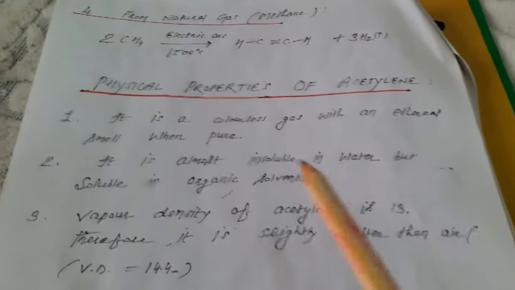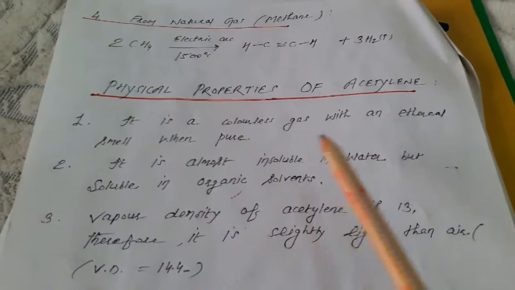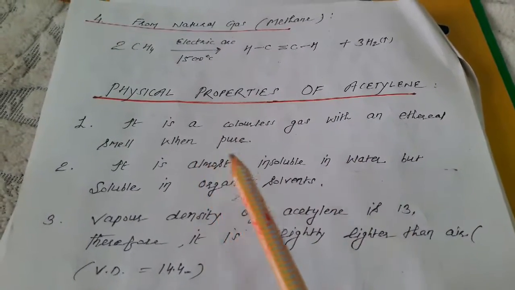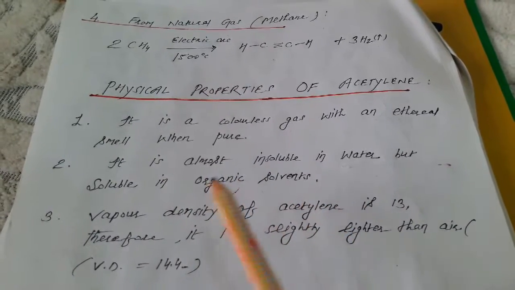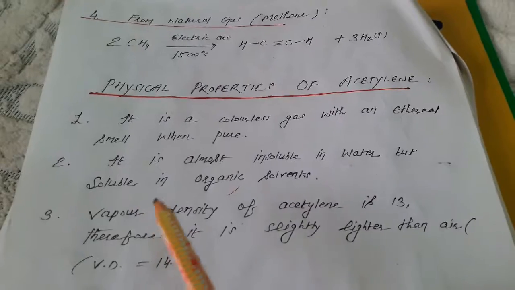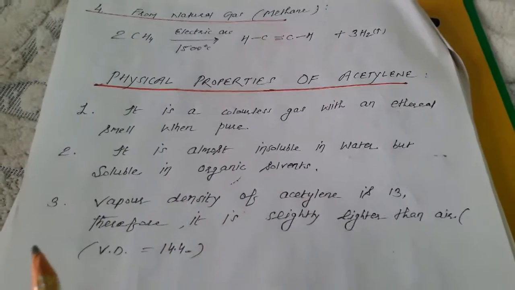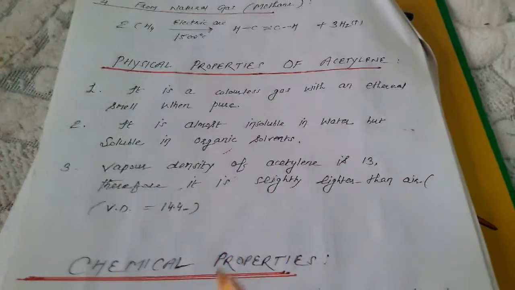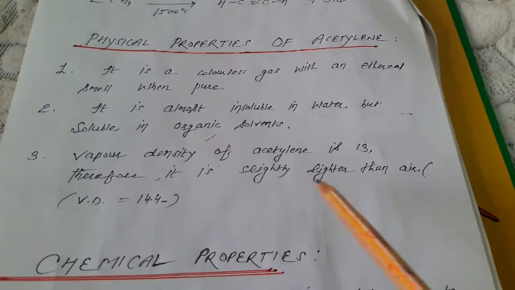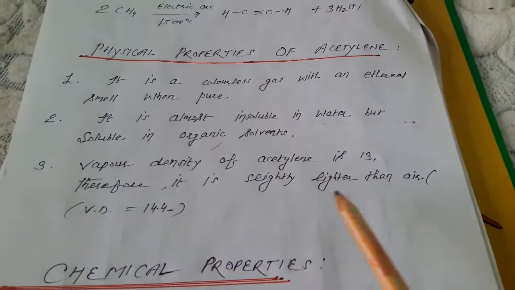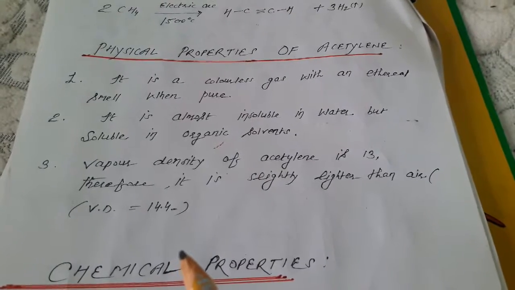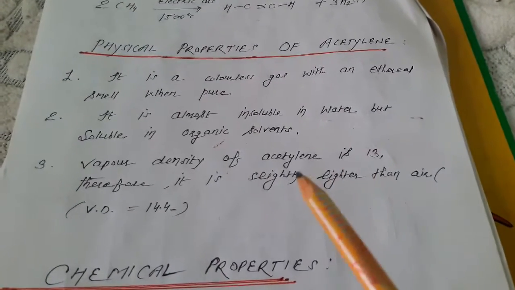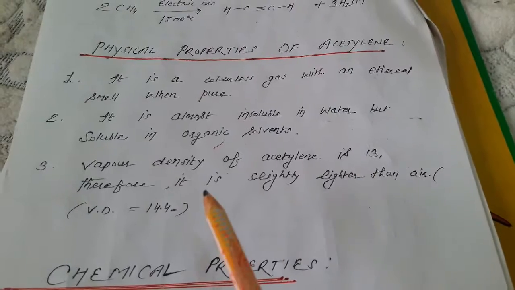Physical properties of acetylene: it is a colorless gas with an ethereal smell when pure. It is almost insoluble in water, that's why it is collected over water. It is soluble in organic solvents like benzene, toluene, okay, turpentine oils. Vapor density of acetylene is 13, therefore it is slightly lighter than air. Vapor density of air is 14.4, and 13 is of acetylene, so it is slightly lighter than air.